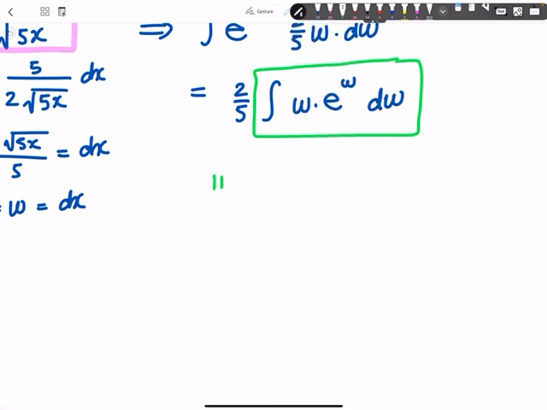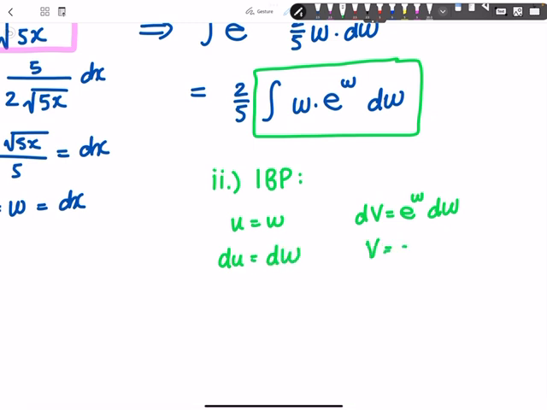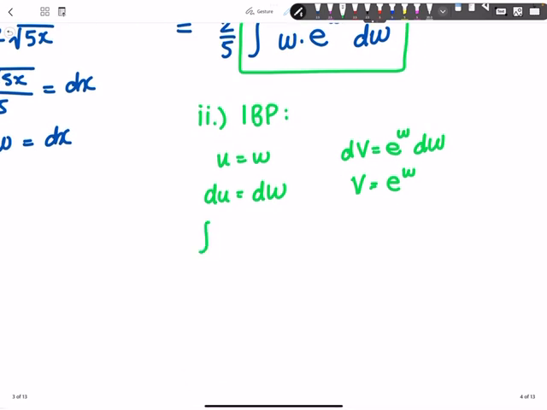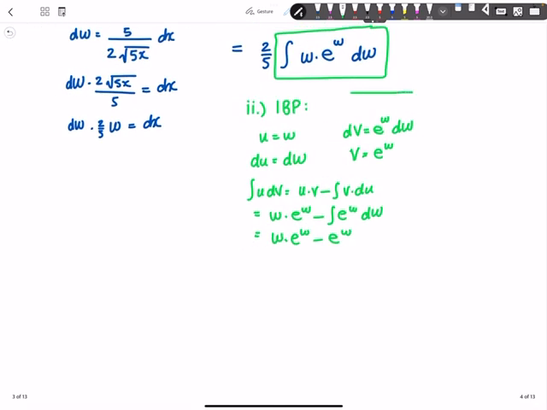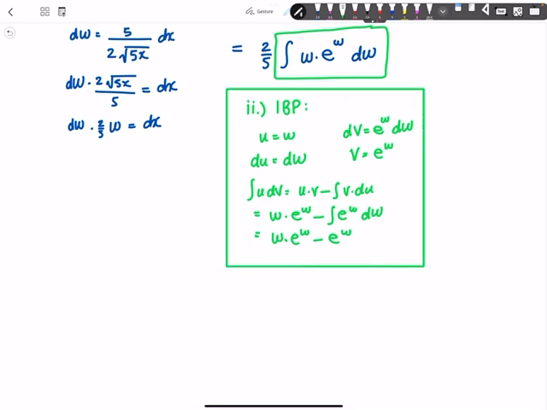So I'll do step 2 here, using integration by parts. I will let u be equal to w. So that means dv is equal to e to the w dw. So du is equal to dw, and v is equal to just e to the w. So the integral of u dv is equal to u v minus the integral of v du. So this is going to be w e to the w minus integral of e to the w dw. Finally, I get w e to the w minus e to the w. All right, let's put this in a little box. This is how we determined this integral right here.